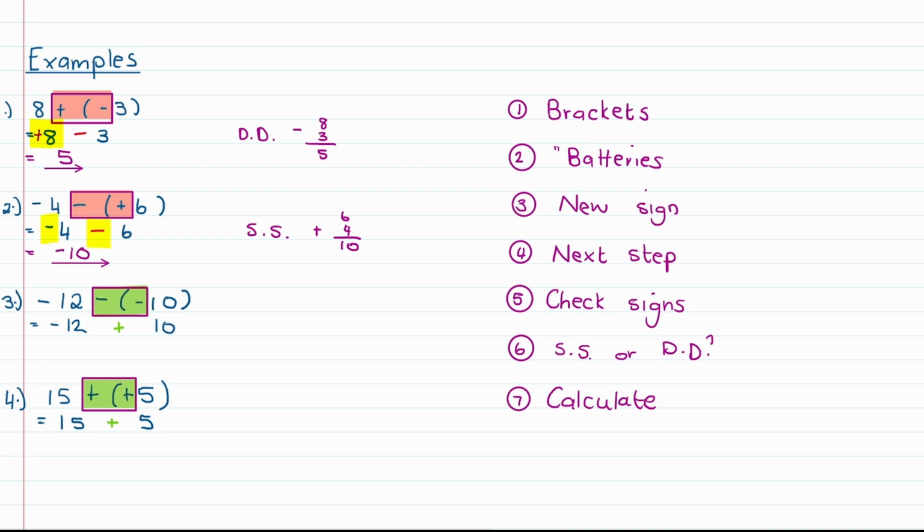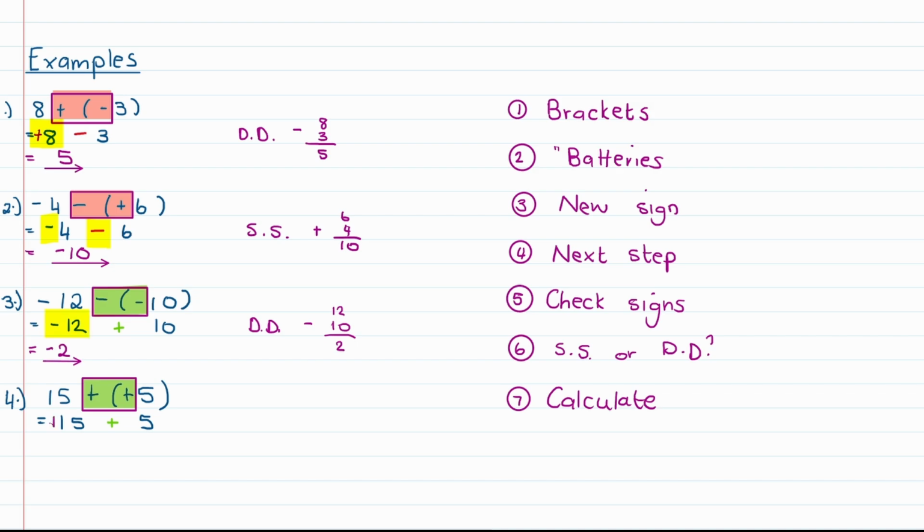For question 3, I've got negative 12 plus 10. The signs are different, so I find the difference. I find the difference of 12 and 10. 12 minus 10 gives me 2. My 12 is further from 0, and it's negative, so my answer is negative 2.